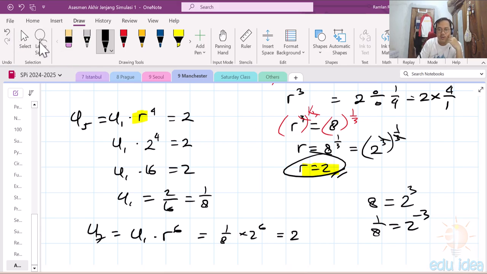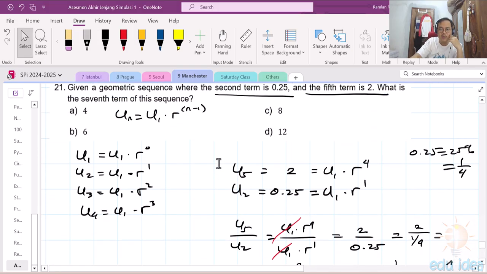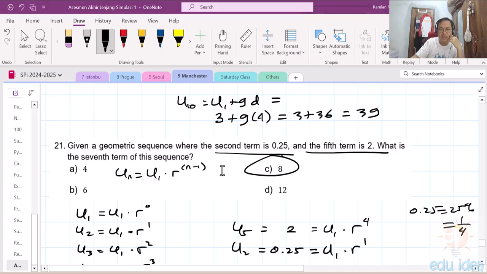But I'm going to do that because with that I have the same base now. Now you only need to add the powers this time, right? So negative 3 plus 6 is equal to 3. So you only have 2 to the power of 3, which is equal to 8. And that is the final answer for question number 21.